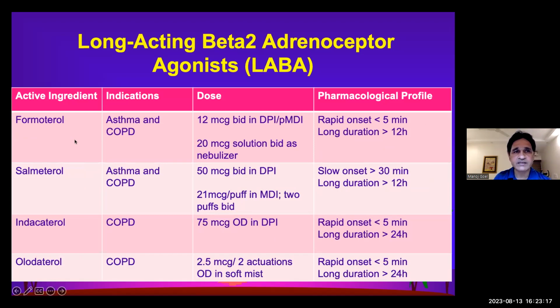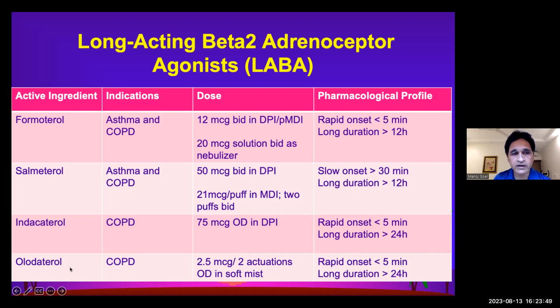This is the list of the LABAs. Formoterol has a unique property: it has a rapid onset of less than 5 minutes, similar to levosalbutamol or salbutamol, but has a long duration of more than 12 hours. Formoterol is unique in that it's also used for reliever therapy, like salbutamol. It's the only LABA which is used as reliever therapy also. It's recommended by the GINA guidelines, the international guidelines for asthma management. Salmeterol has a slow onset of action of 30 minutes and a long duration of 12 hours. So basically, salmeterol is used for maintenance therapy.